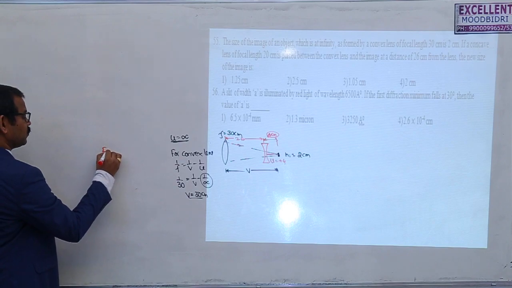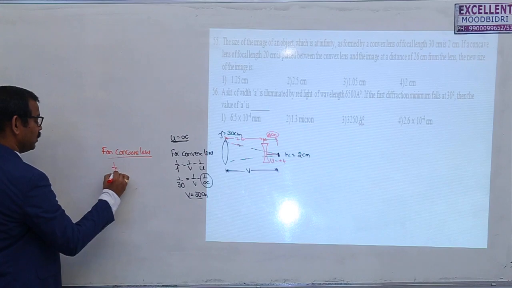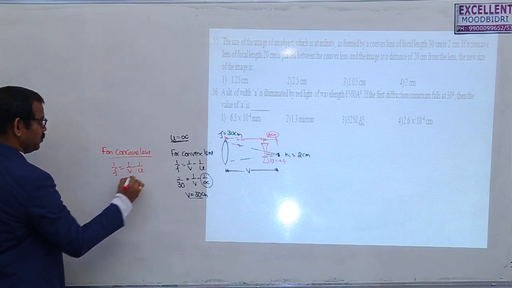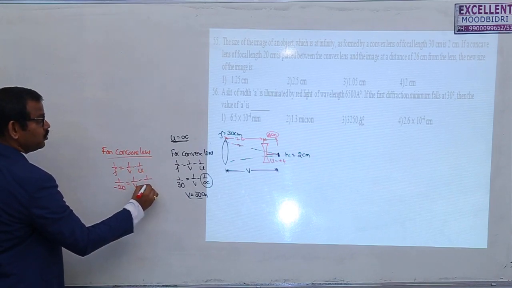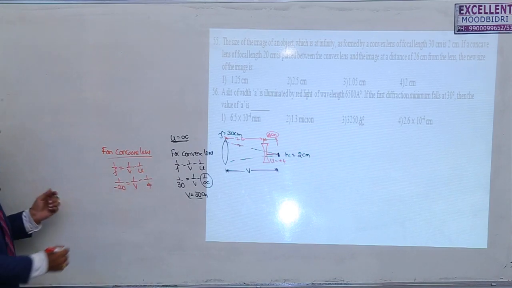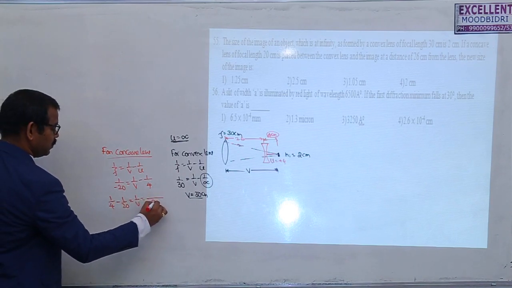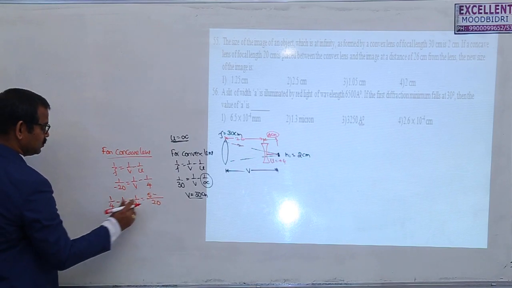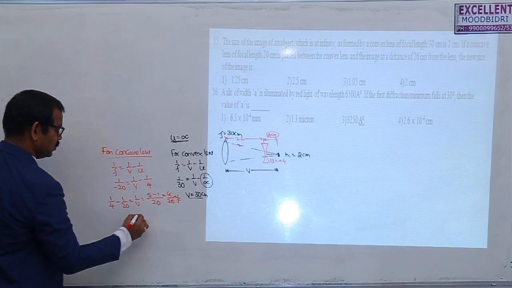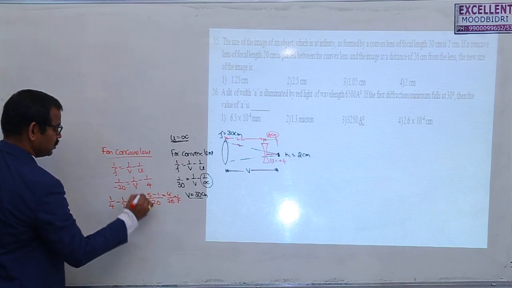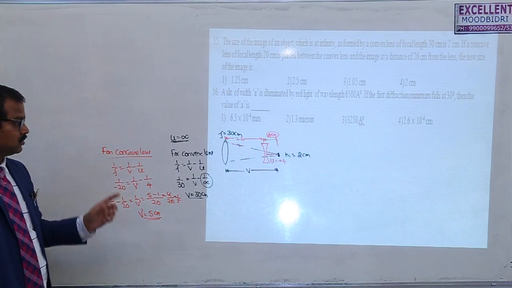Now, for concave lens, we can write 1 by f is 1 by v minus 1 by u. 1 by minus 20 is 1 by v minus u, where u is plus 4 here. So, bring this one this side, you will get 1 by 4 minus 1 by 20 is 1 by v. If you take LCM, 4 5s are 20, 1 by 4 minus 1 by 20 is 4 by 20, so v is 5 centimeters. So, the image distance in this case is 5 centimeters. So, image will be formed at 5 centimeters.